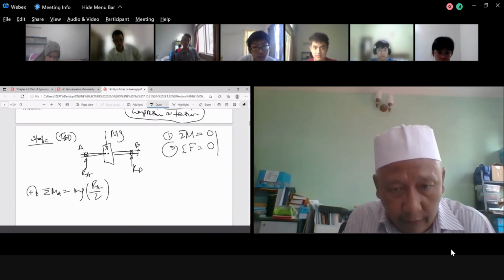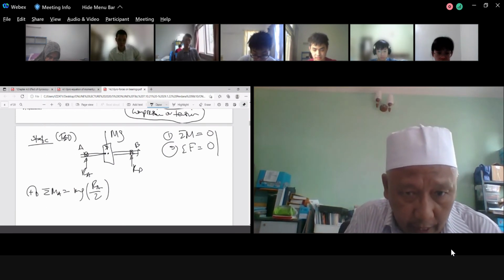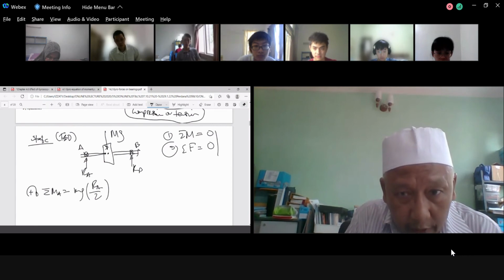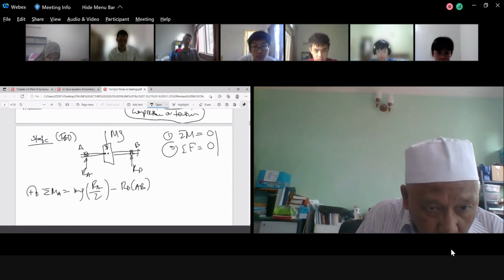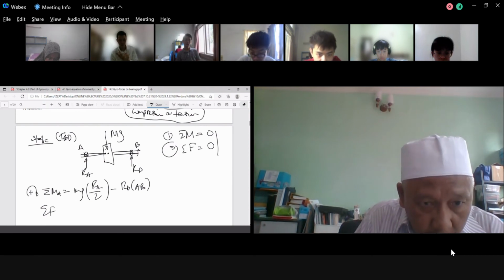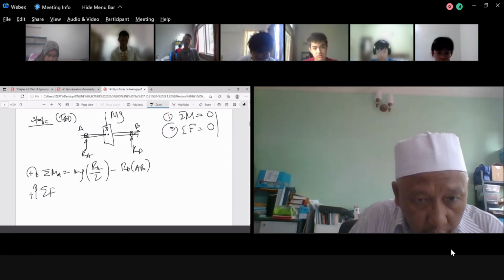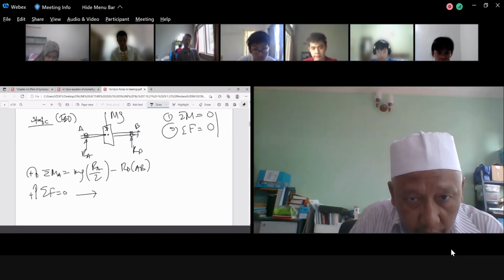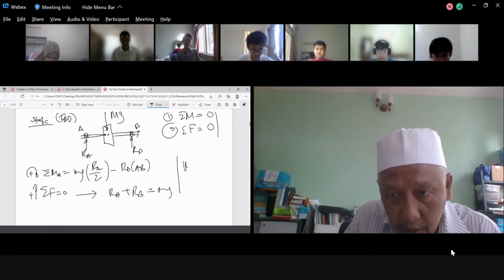Center of the disc, for example, or midspan. Center of the shaft here, midspan. Then you have minus RB multiplied by AB, equal to 0. Correct? Then use another equation, saying that the sum of forces positive equal to 0. So you will have RA plus RB equal to mg. Then you know what RA will be and what RB will be.